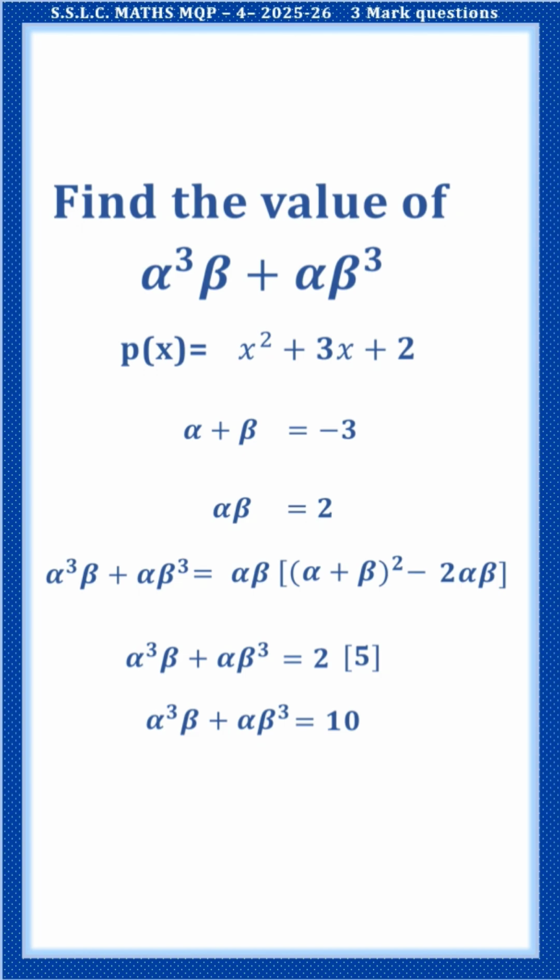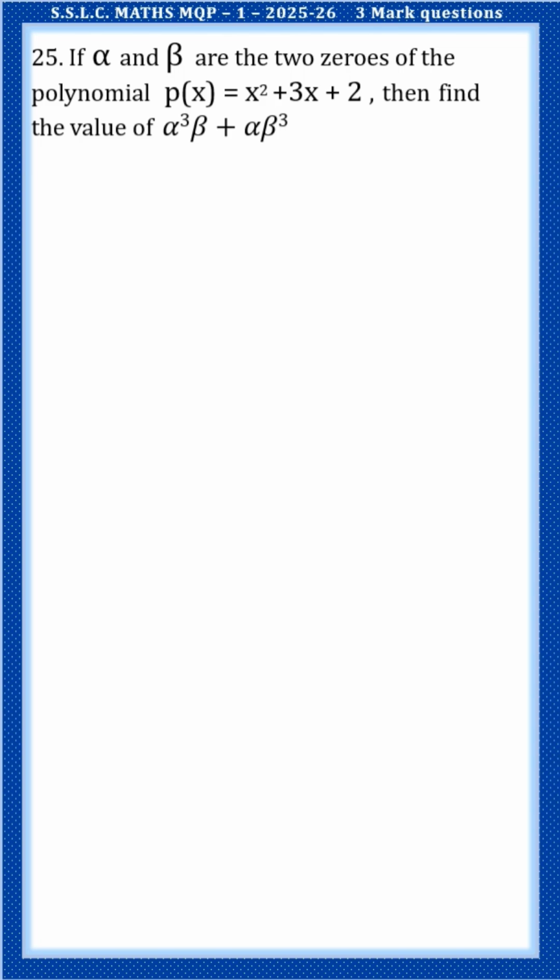Here, let us solve a beautiful 3 marks question which is taken from the chapter Polynomials. It has appeared in SSLC Maths Model Question Paper number 4 for the year 2025-26. Let us dive in. The question is, if alpha and beta are two zeros of the polynomial p of x is equal to x square plus 3x plus 2, then find the value of alpha cube beta plus alpha beta cube. Now let us solve.